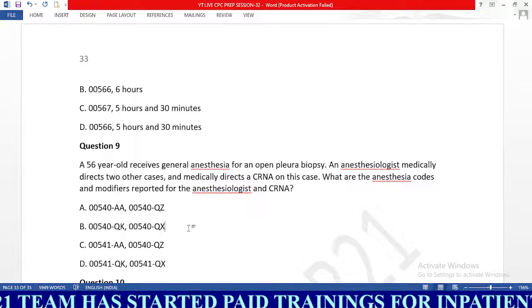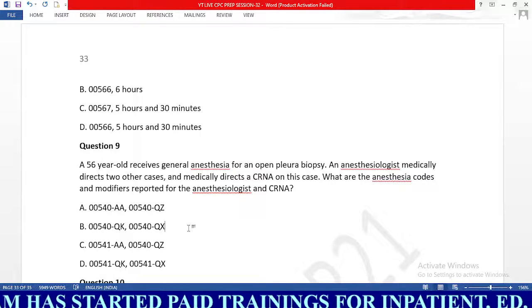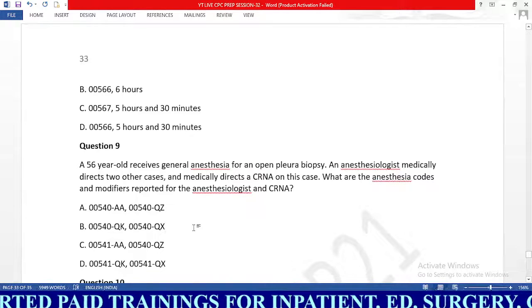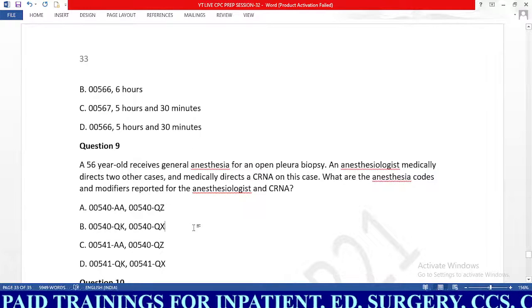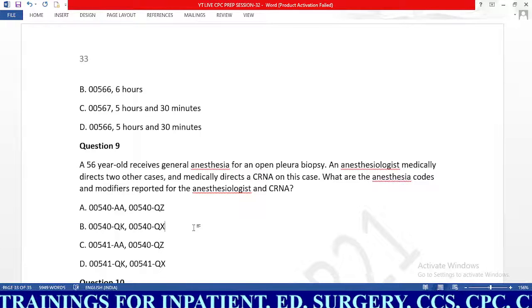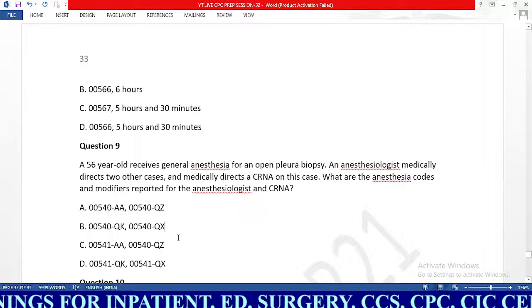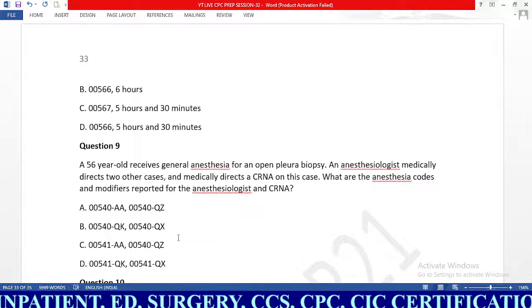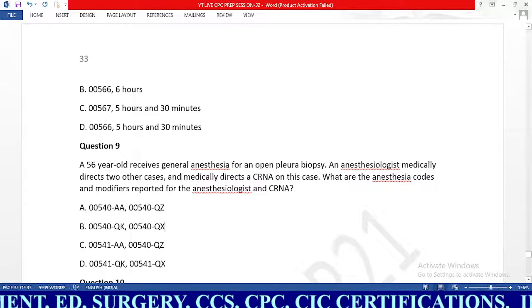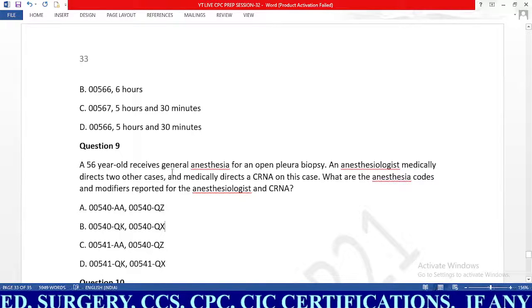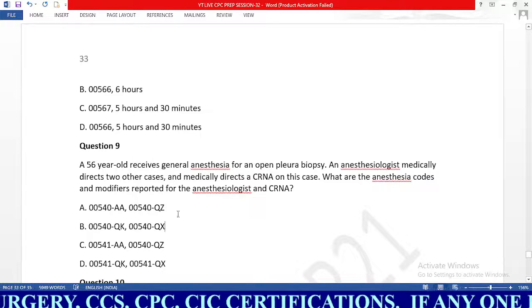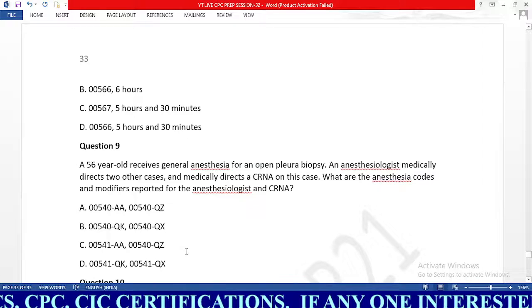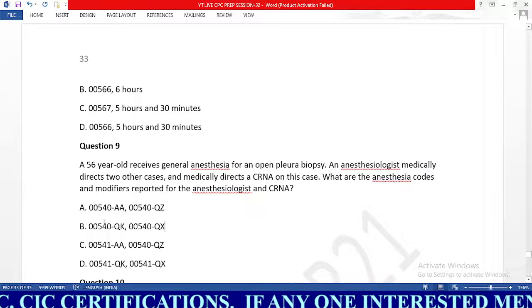Okay, thank you, Srinath. Thanks for your answer. Yeah, here our correct answer is B. So why means Sarika, you need to remember that here 00540 is for without ventilation, 00541 is with ventilation. So here our documentation does not mention anything regarding ventilation. So we can't code 00541, otherwise C or D. So we need to check among A and B.